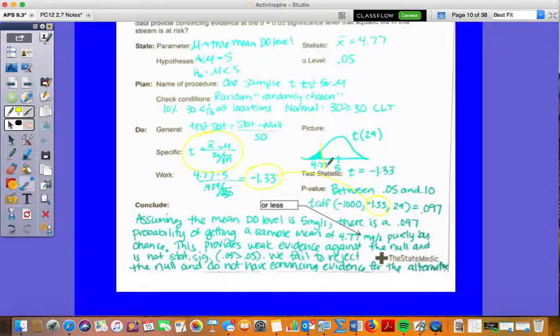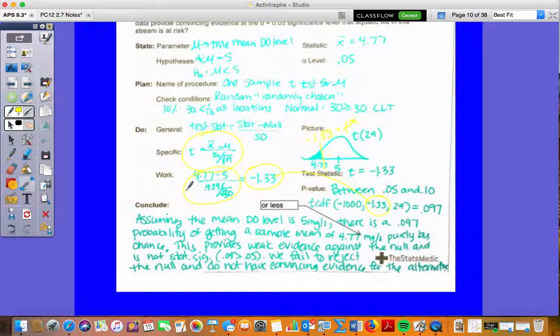So yes, this is 4.77. I think you got that. 4.77, but it's also negative 1.33. It's my T star. Does that make sense? And this comes from just plugging it in here.